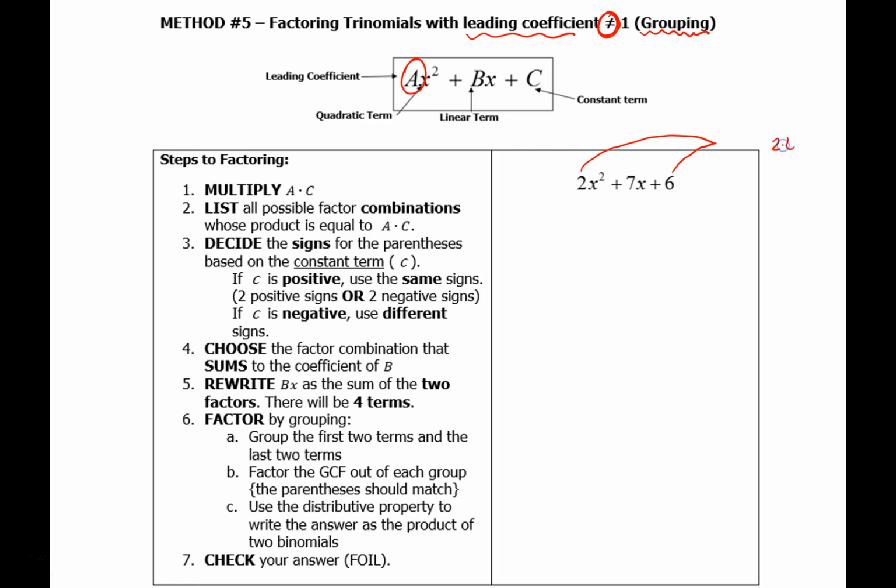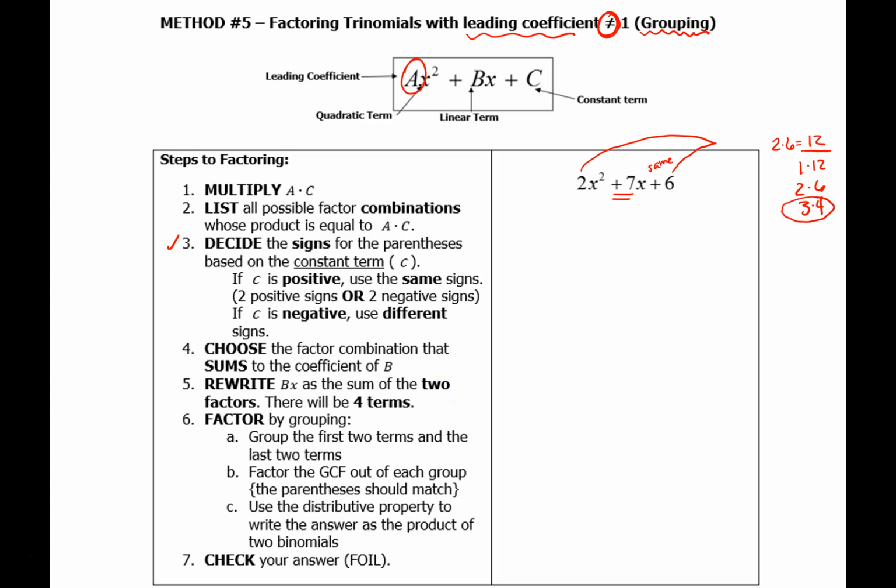a times c, then we're going to do what we were doing before. We're going to list out all of the possible factor combinations. So we have 1 times 12, 2 times 6, and 3 times 4 as all of our possibilities. We are again going to decide on what kind of sign we should use. Because this is a positive sign, that means we're going to use the same sign for both of our pieces. And we're looking at choosing one of these that add to 7, just like we were before. So to get to 7, I see 3 plus 4, using the same sign, positive 3 plus 4. So we're going to use that set of factors.